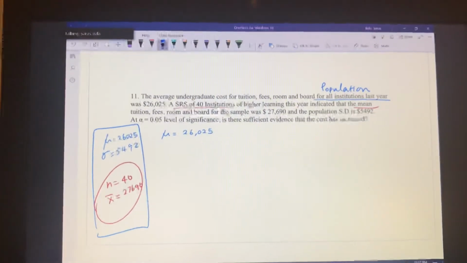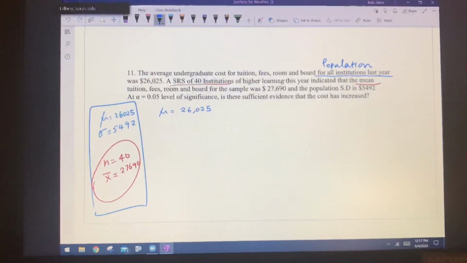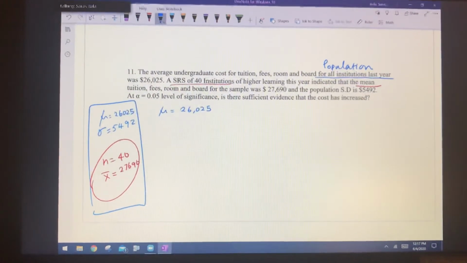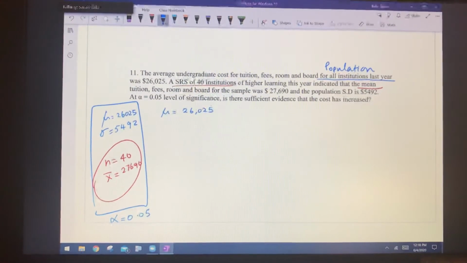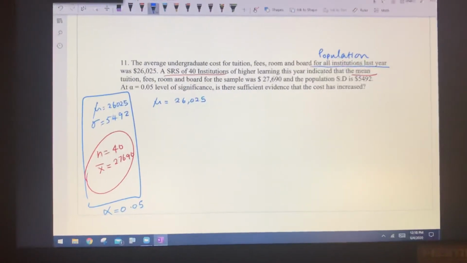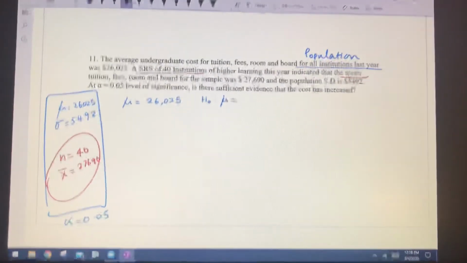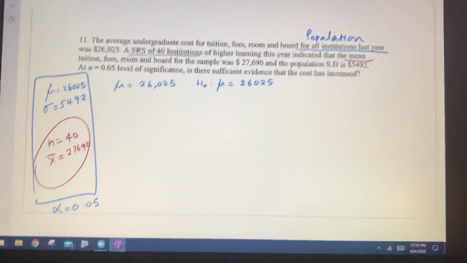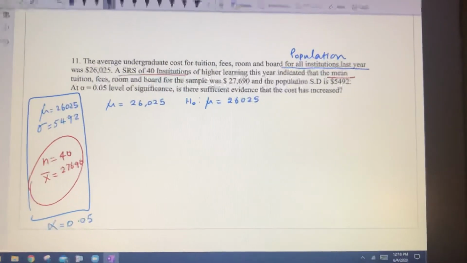So you are given mu, you are given sigma, you are given the sample size, you are given x bar. That's all you need for finding the z-score, right? So let's work on the z-score. If I continue to read the problem, you are going to be checking at alpha equal to 5%. But now I need to choose the null hypothesis. The null hypothesis is always mu equal to mu sub 0. So this is going to be 26,025. That is the number coming from the population, and that is what is going to be kept in my null hypothesis.